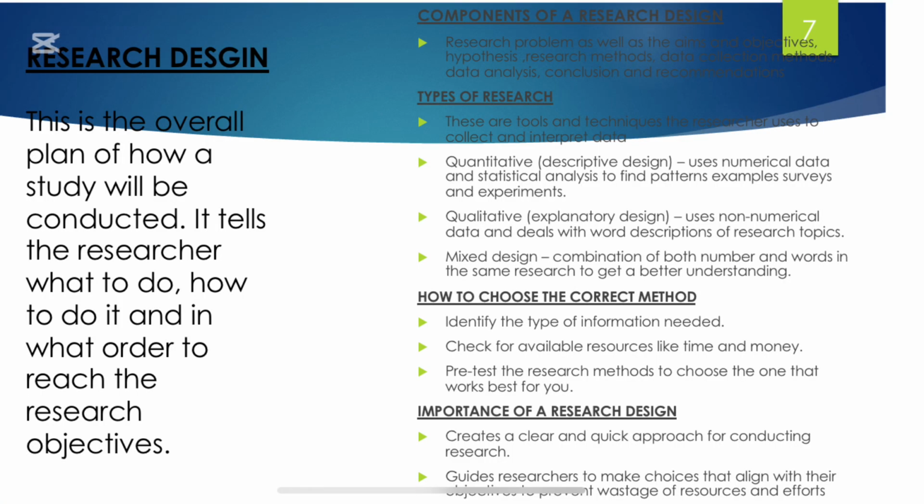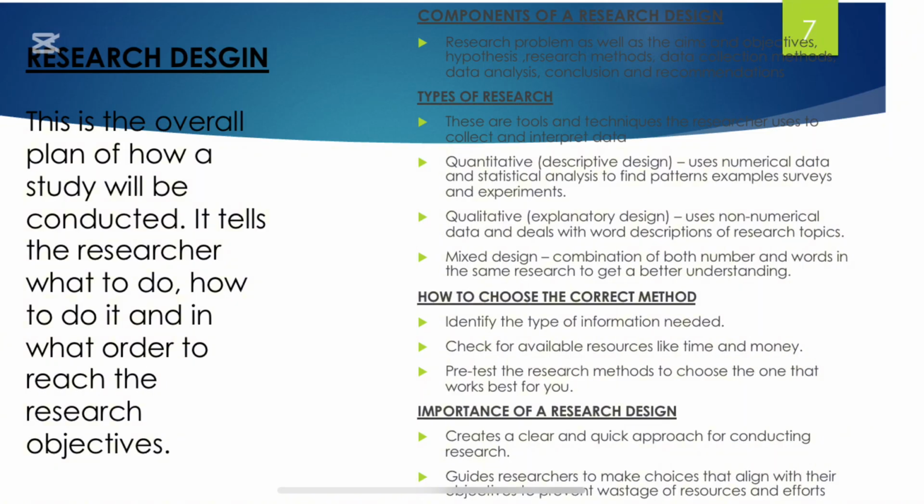This is the overall plan of how a research is to be conducted. It tells the researcher what to do, how to do it, and in what order for the research to be completed. Now we move on to the components of a research design. This includes the research objectives, the hypothesis, the data collection methods, data analysis, discussion, conclusion, and your recommendations.